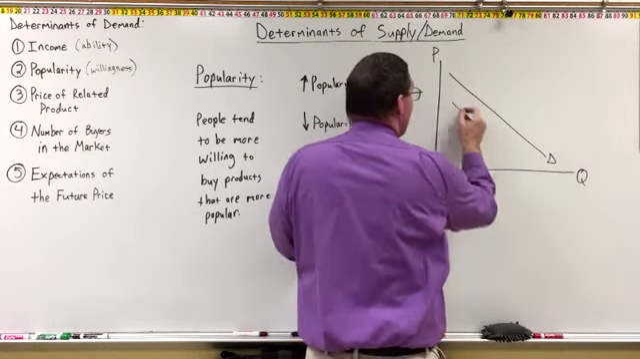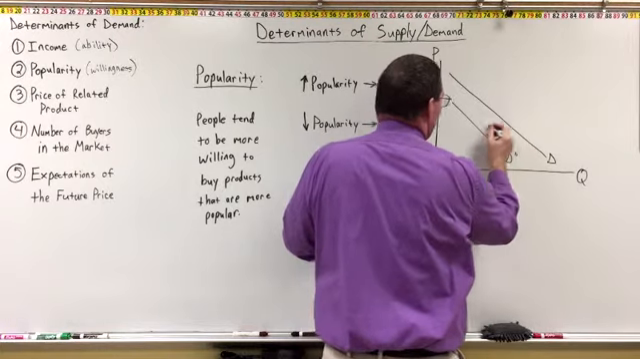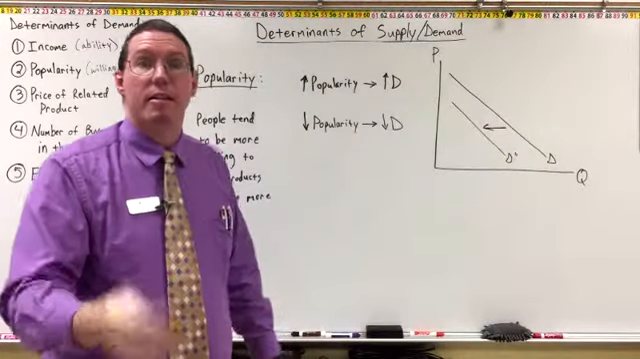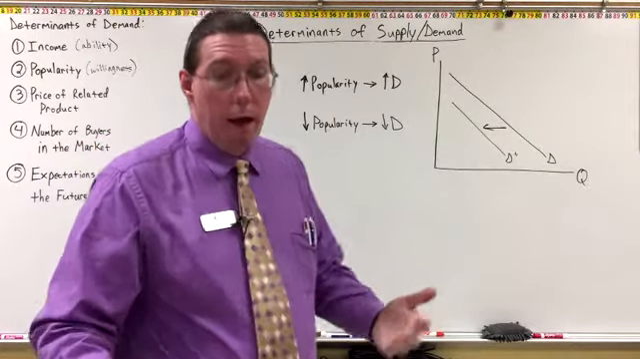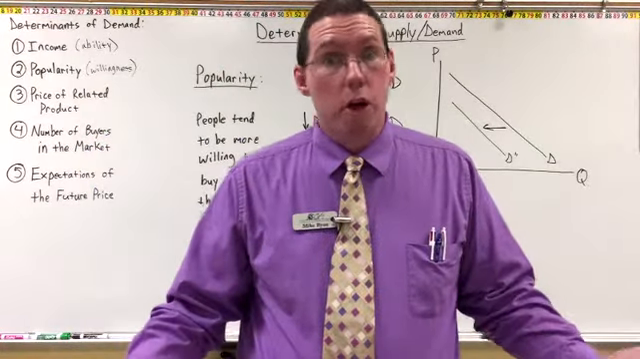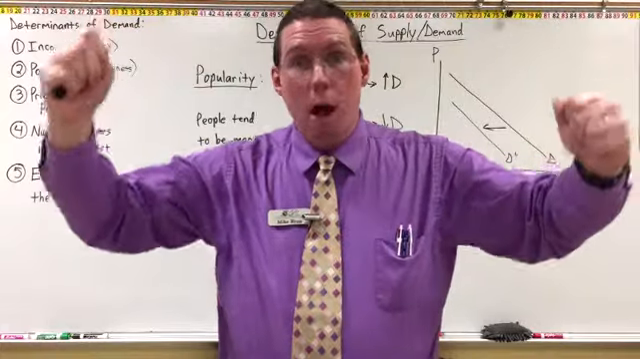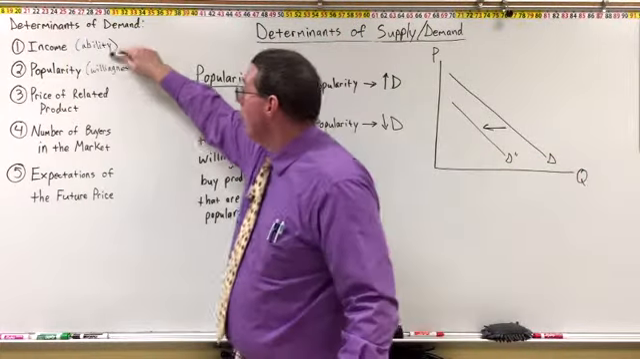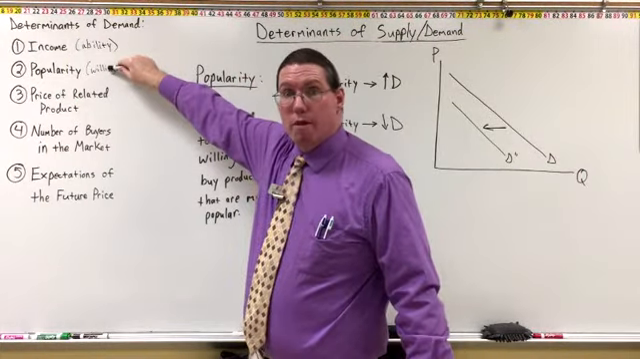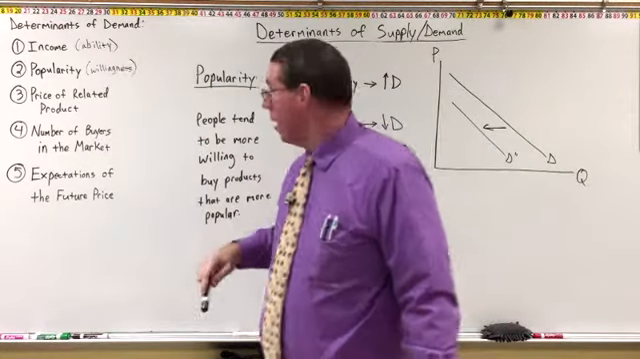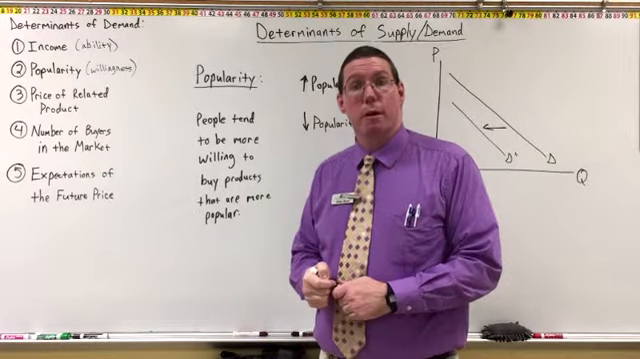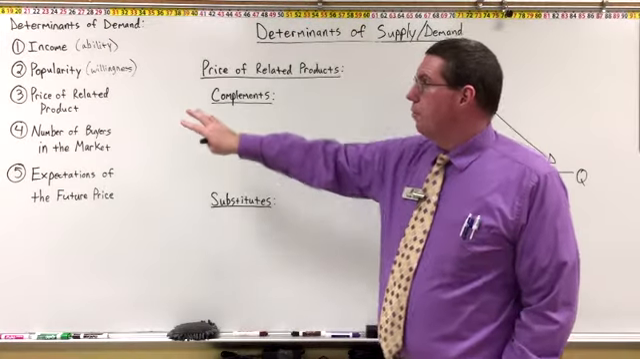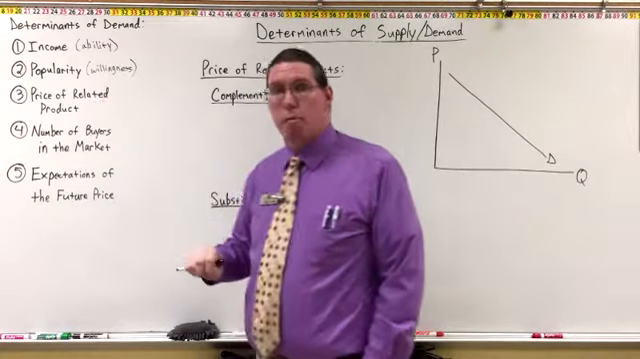And no company wants their demand curve to shift to the left because that's a decrease in demand. Nobody wants to walk into a marketing meeting and say, well, demand is low. Nobody's going to say, yay, demand is low. No, we want people willing and able to buy our stuff. We don't want them not willing and able to buy our stuff, okay? So that's popularity. Let's go on to the next determinant. All right, let's move on to the prices of related products.